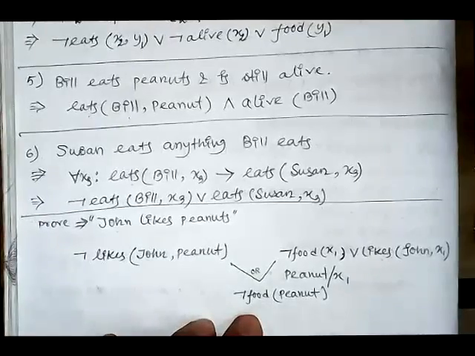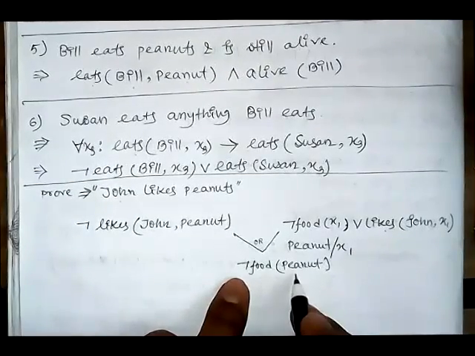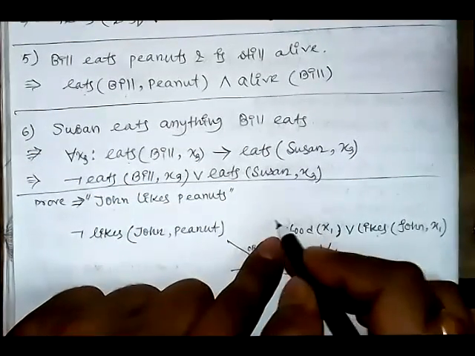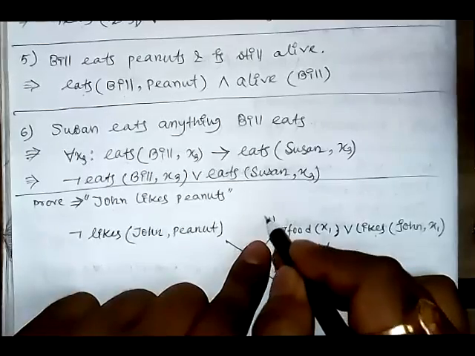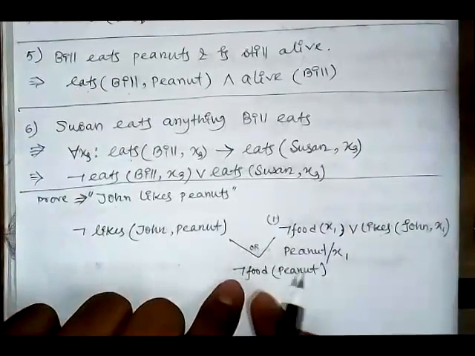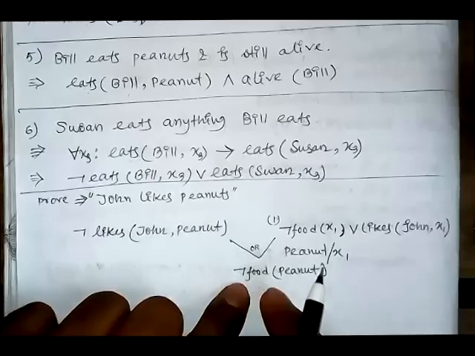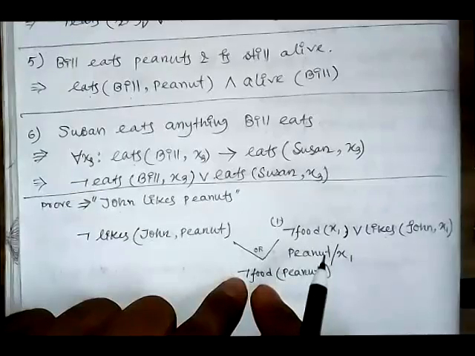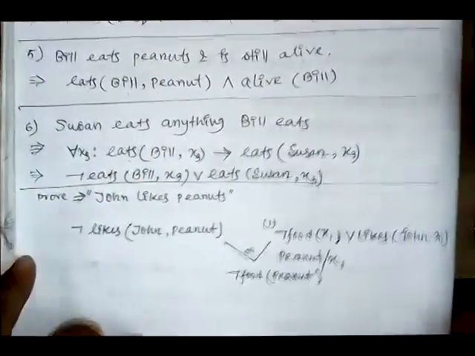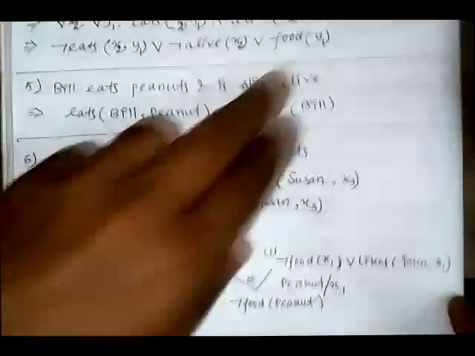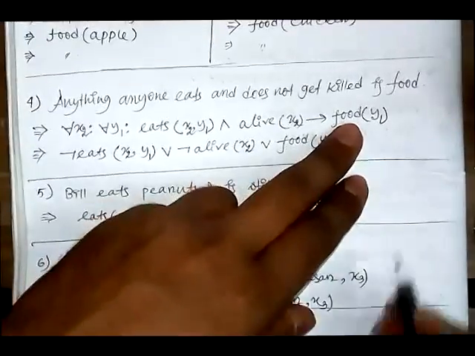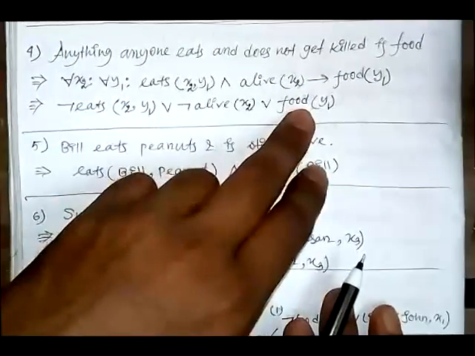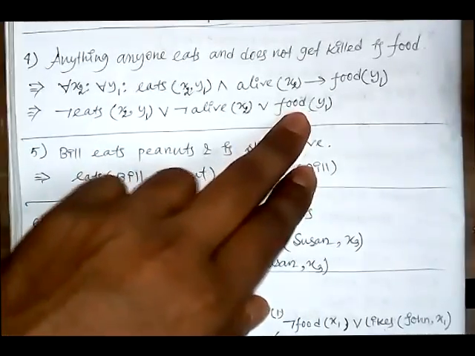Okay, next, since we got only peanut, let me write down the number of the statement. This was 1. Food. Now we will try to find clause forms which are opposite of food, that is positive food. There is something, as you can see, which also has an implication, this food. So there is the food.